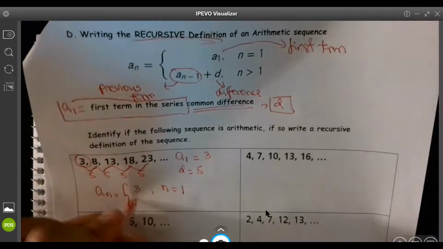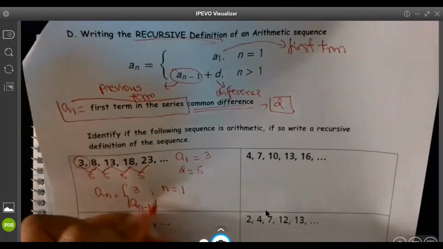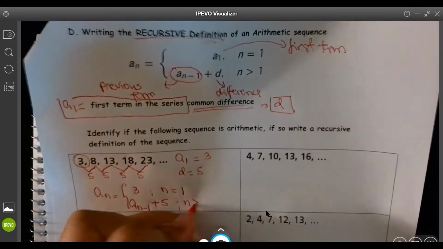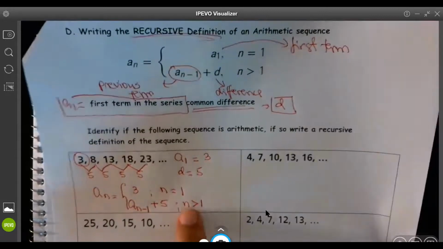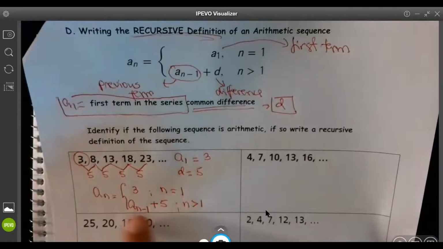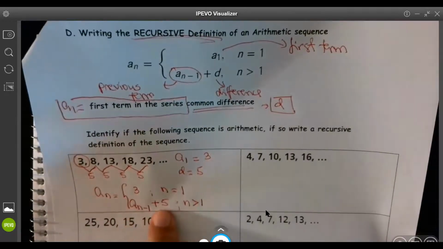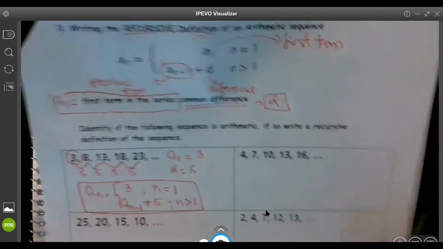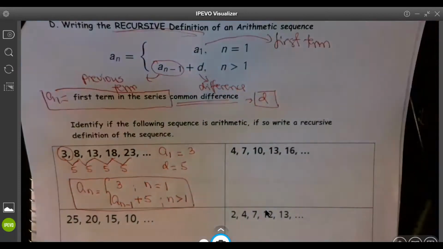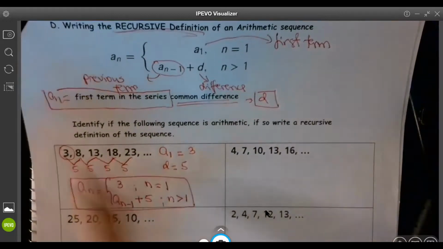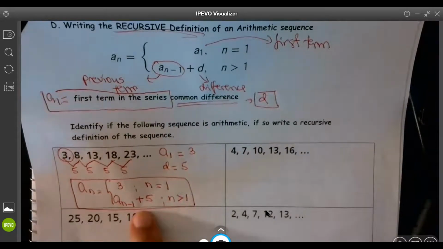And then the next term will be the previous term plus your d, which is 5. That is for n greater than 1, meaning it's no longer the first term, but the second term, third term, fourth term, fifth term, and so on. And to get those terms, you just add the previous term and the common difference. So this one is your recursive definition. Meaning we are defining this one not by listing the terms, but we are describing it recursively.